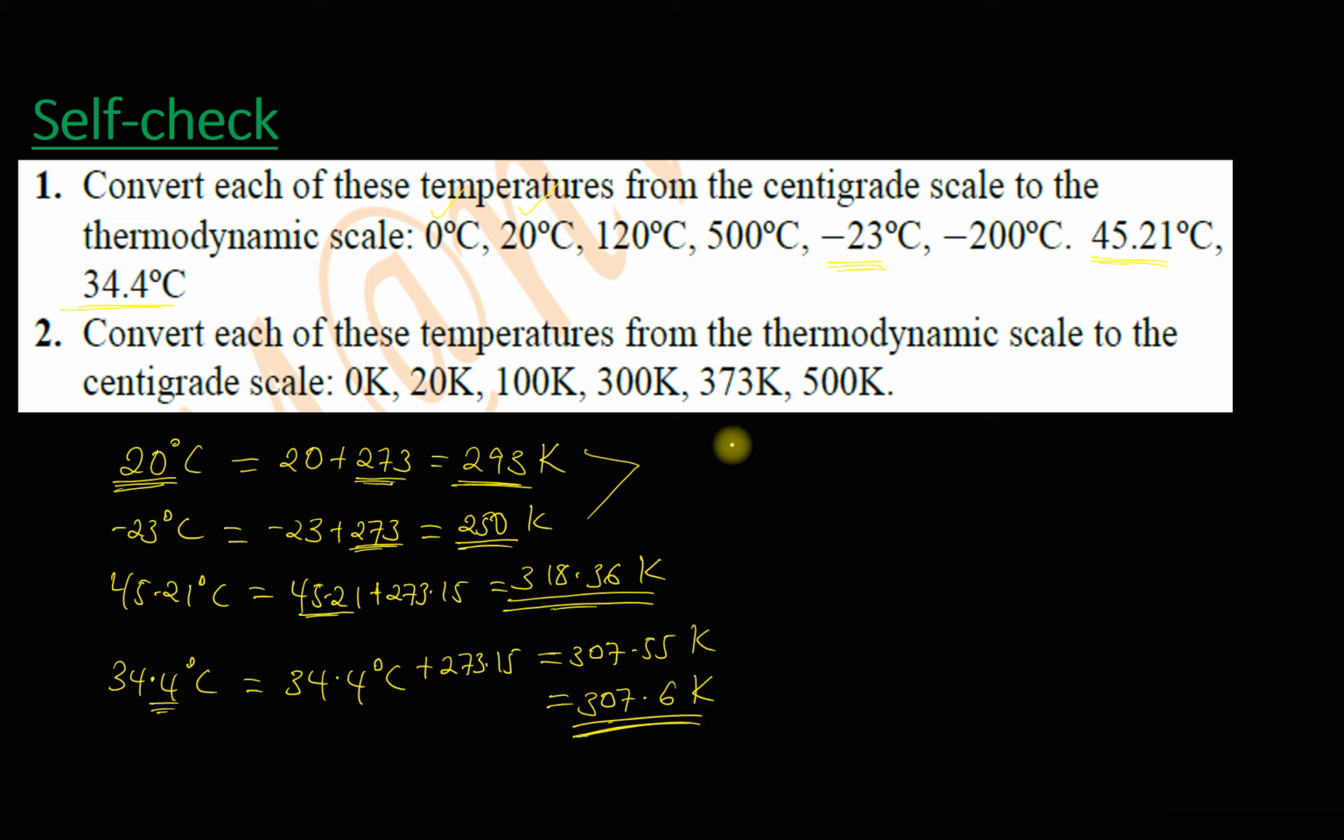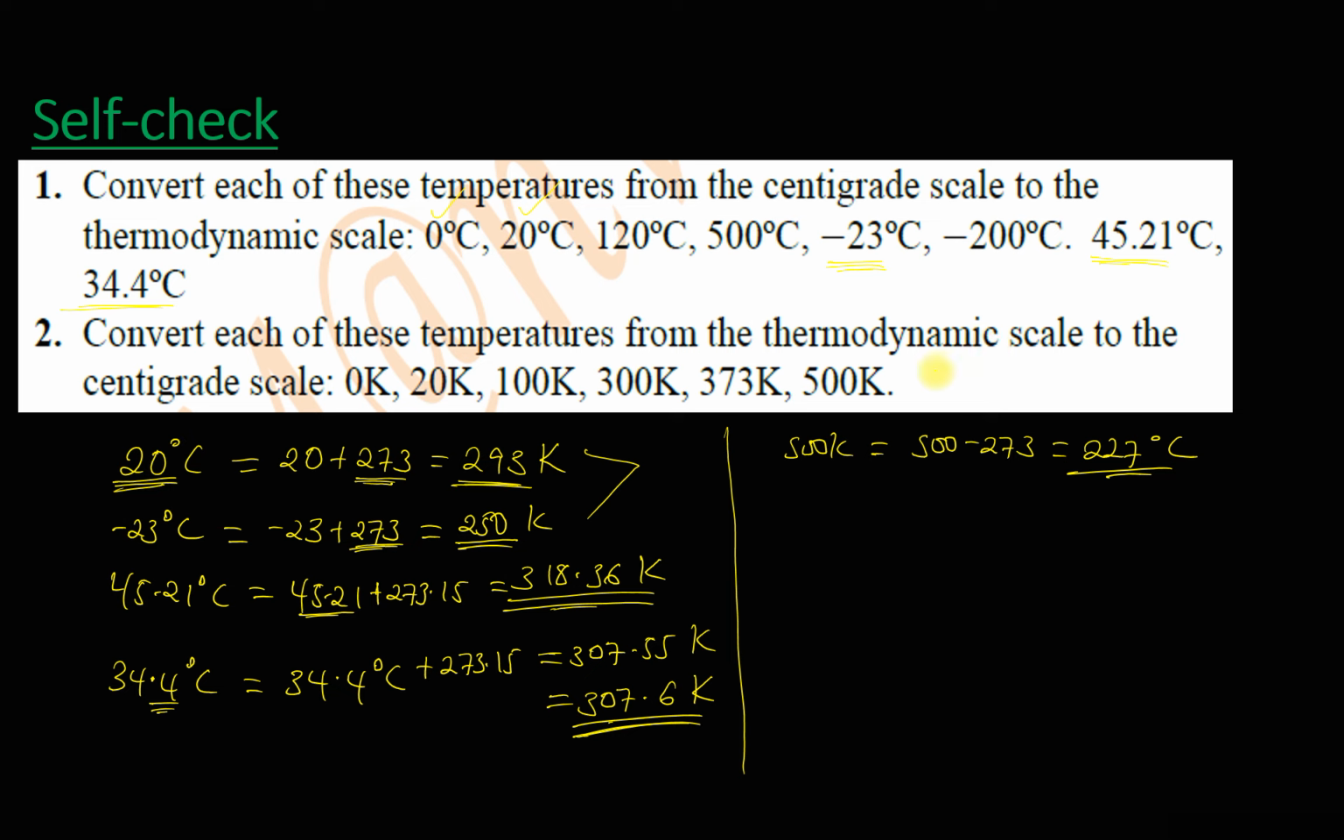So here I was changing from degrees Celsius to Kelvin. On the other hand, from Kelvin to degrees Celsius, you just subtract. For example, 500 Kelvin is going to be the same as 500 minus 273, which gives us 227 degrees Celsius. Because they gave us whole numbers, you just write a whole number.